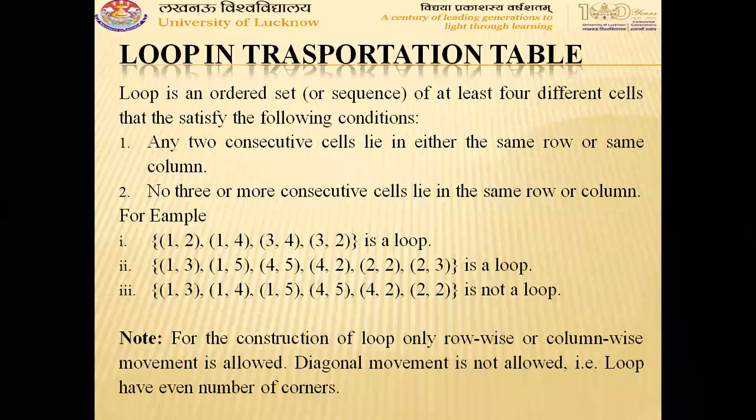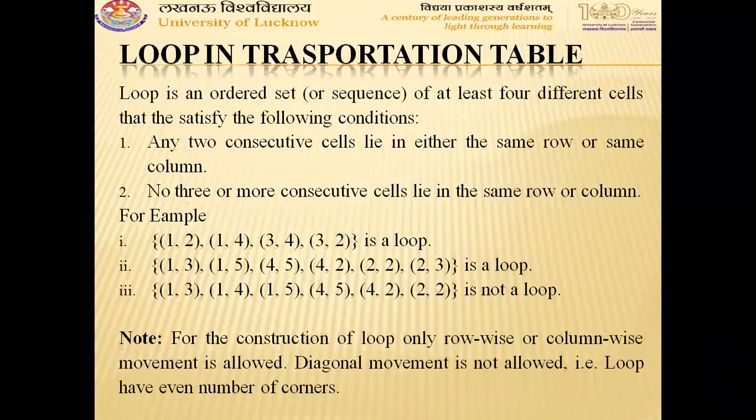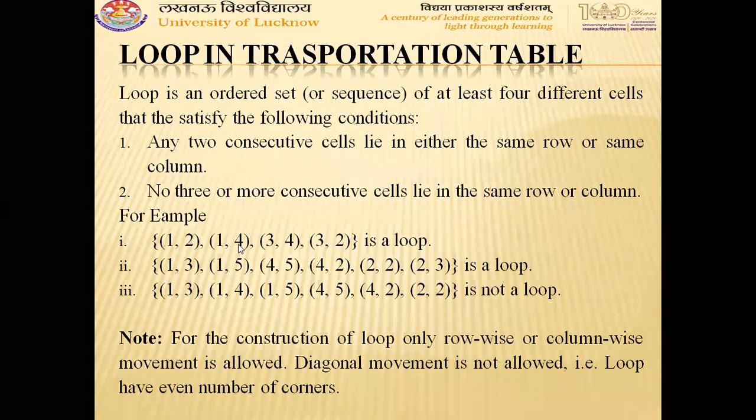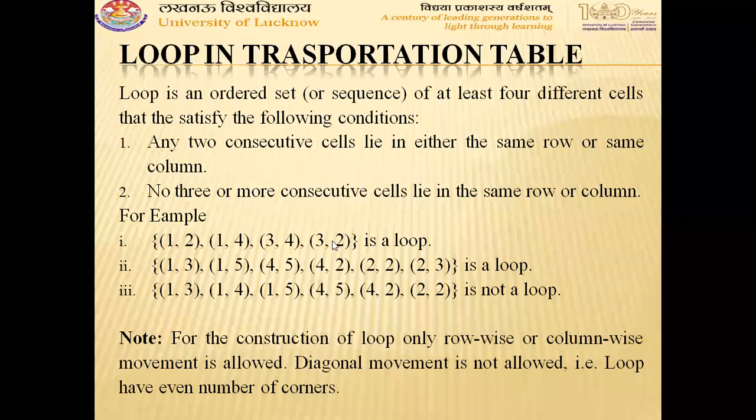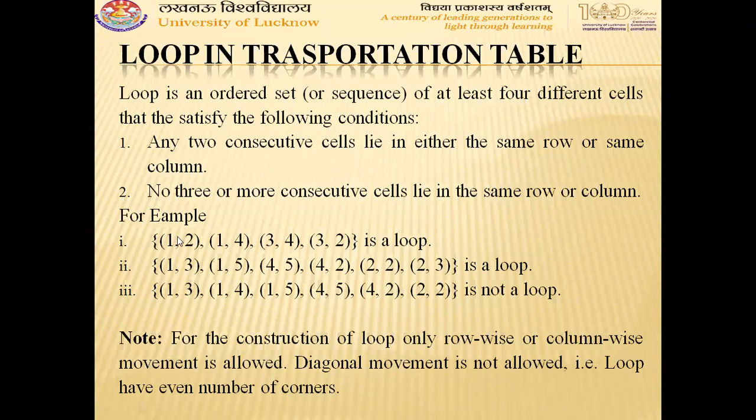For example, cells 1 comma 2, 1 comma 4, 3 comma 4 and 3 comma 2 forms a loop. You can see 1 comma 2 and 1 comma 4 are in same row, 1 comma 4 and 3 comma 4 are in same column, 3 comma 4 and 3 comma 2 are again in same row, and 3 comma 2 and 1 comma 2 are again in same column. So it forms a loop.